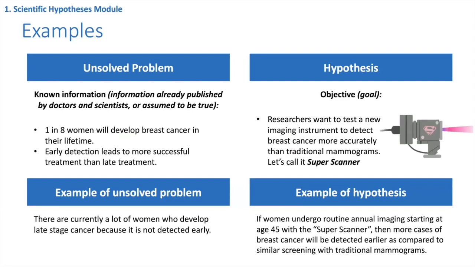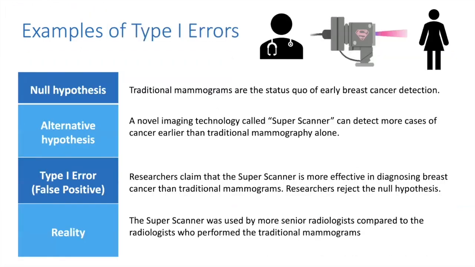Briefly, please recall this example of a hypothesis from the previous module number 1, Scientific Hypothesis. We will be using the same experimental design to talk about the different errors. First, we will talk about type 1 errors. In this experiment, the null hypothesis is that traditional mammograms are the status quo of early breast cancer detection. The alternative hypothesis is that a novel imaging technology called superscanner is able to detect more cases of cancer earlier than traditional mammography alone.